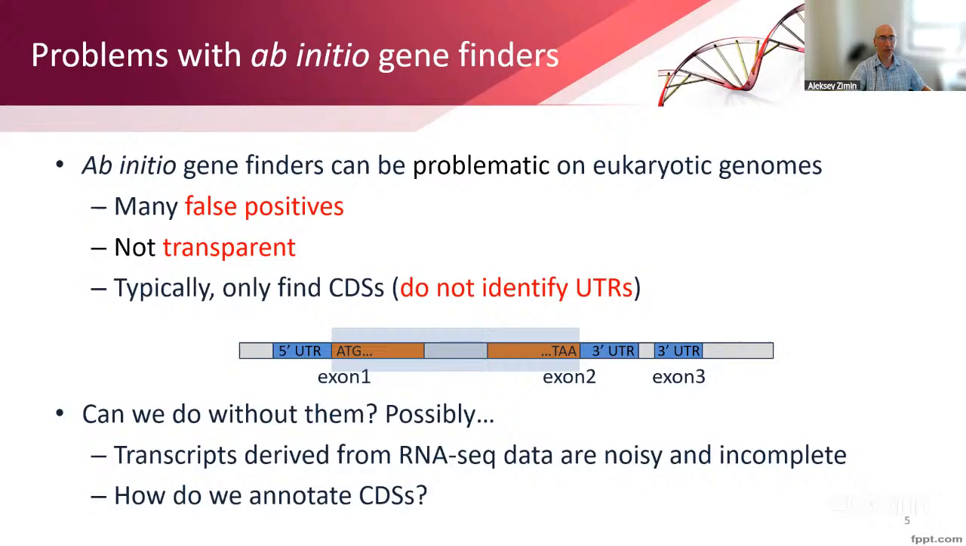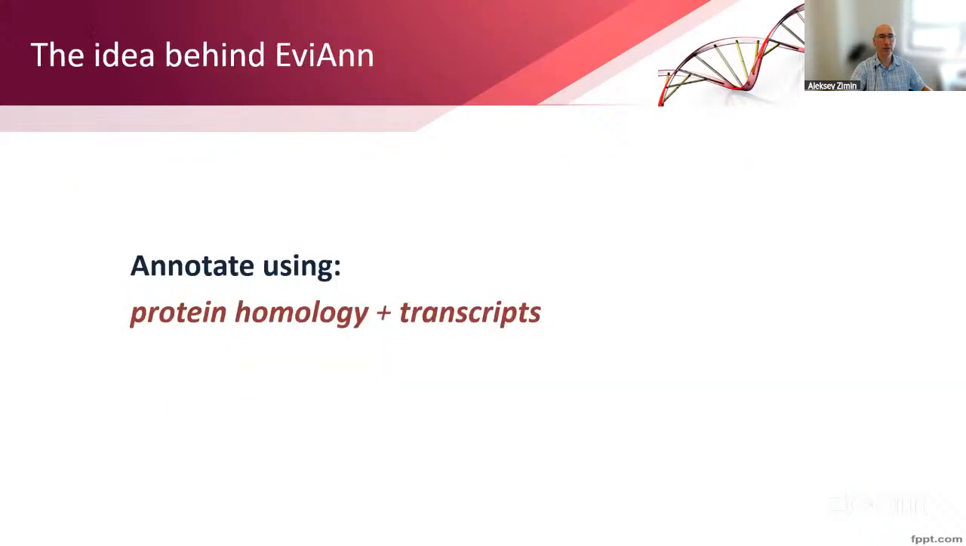Well, I ask a question. Can we do without ab initio gene finding altogether? The answer is possibly. However, we have to deal with the problem that transcripts derived from RNA-seq data are noisy and incomplete. And another question, the answer to which is not straightforward: even if we get the transcripts right, how do we annotate coding sequences or CDSs within transcripts? How do we find the appropriate open reading frame within transcripts?